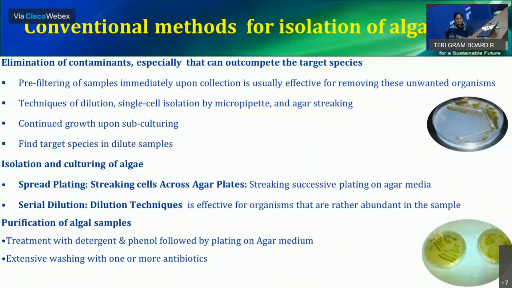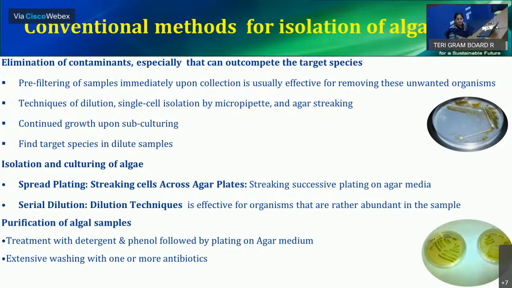And then, proceeding after the isolation, we do the purification. Once we have obtained the uni-algal isolate, we treat the samples with bioleaching agents followed by plating them on an agar media. We also do extensive washing with one or more antibiotics. But the problem with antibiotics is that they are very specific to the strains. If one strain can sustain streptomycin to a particular concentration, maybe another strain may not survive in that condition, and it also inhibits the growth of the algae. So my suggestion would be that instead of using antibiotics, we go for bioleaching agents or detergents, which can be used for the purification of the algal isolates.